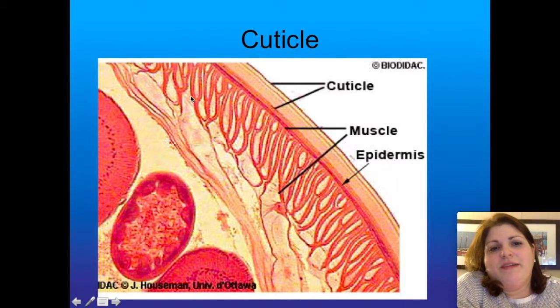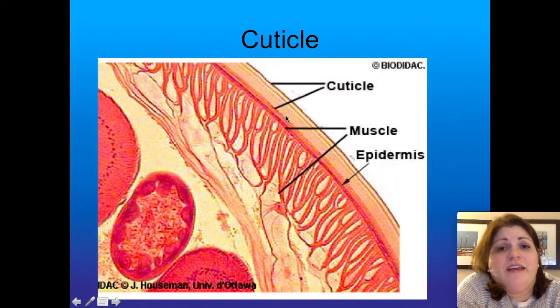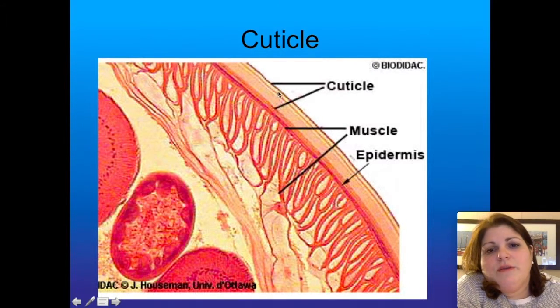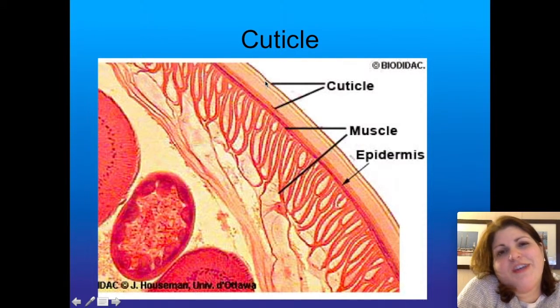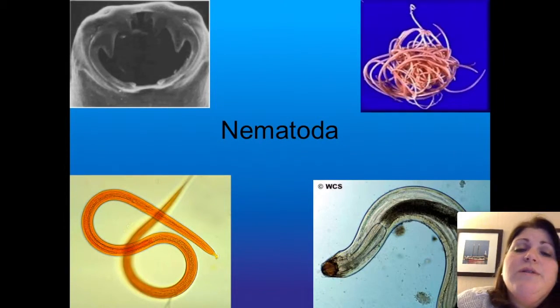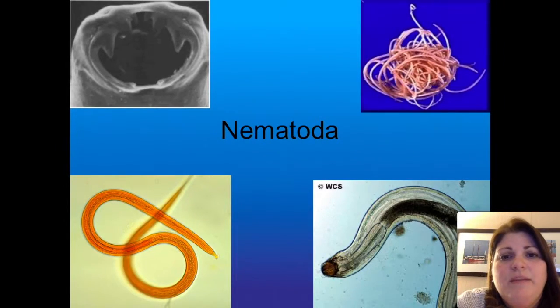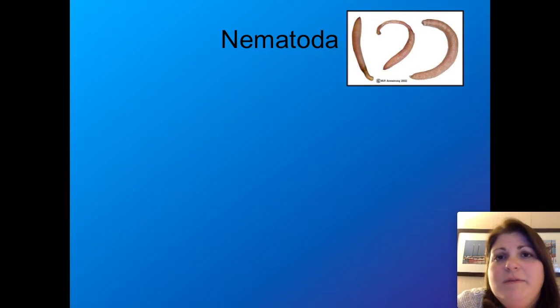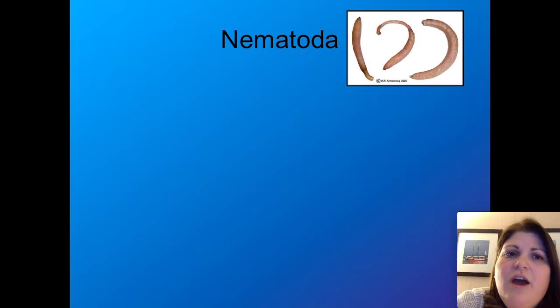So notice we have our muscle tissue, and superficial to that, we have this kind of orangish layer, and that's the epidermis, which in humans we call our skin. And finally, the outermost layer is the cuticle. That's the protective coating that the roundworm must shed, just like an arthropod. So let's talk roundworms. Roundworms are members of the phylum Nematoda, and Nematoda have a number of characteristics that are unique to them.